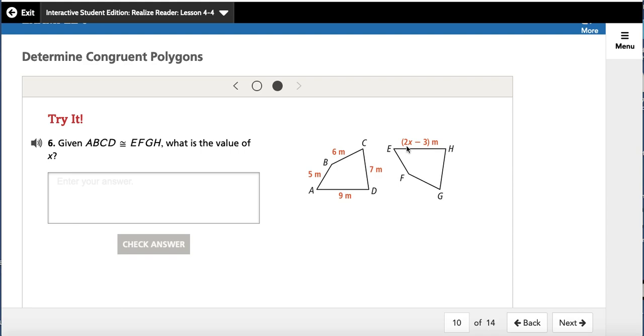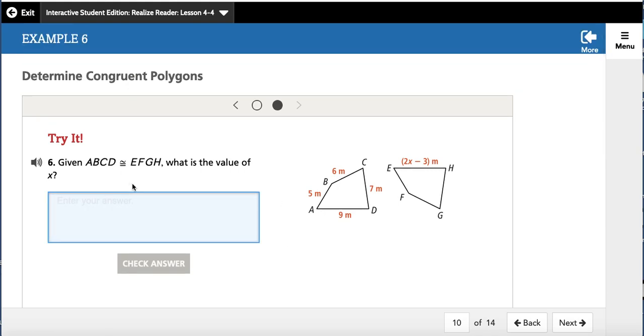And sometimes it's not as easy. I can see EH is the longest side, so it needs to be paired up with the 9 meter segment AD. But another way of doing it is looking at the order of the letters. EH. And if I come back here, these have to be written in the proper order. EH is the first letter and the last letter. So is A and D. So that's how come I know it's A and D.